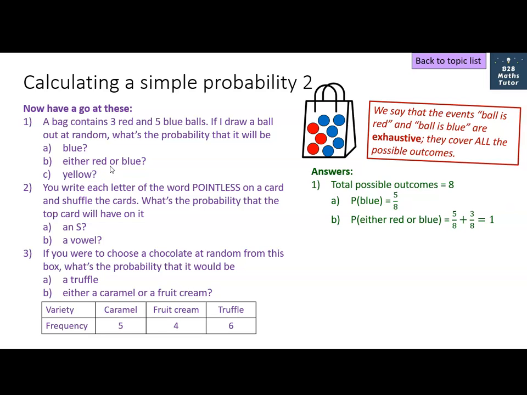And of course, if they're all either red or blue, then the probability of getting a yellow ball is going to be 0. It's impossible. There isn't one.